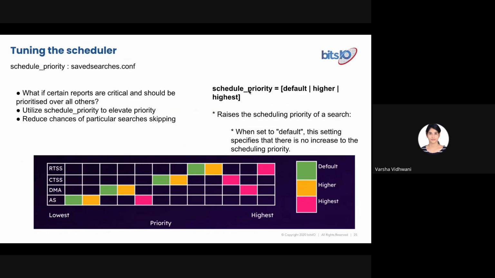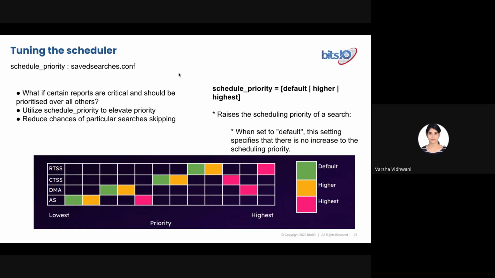We can either define the scheduler priority as default, selected by Splunk, which can execute it at any time if there is no other priority. Accordingly, it will schedule that higher or highest. For default, it will behave normally. But if you have set it to higher or highest, Splunk moves that search up in the queue during scheduling, making it much more likely to run on time without getting that particular search skipped.